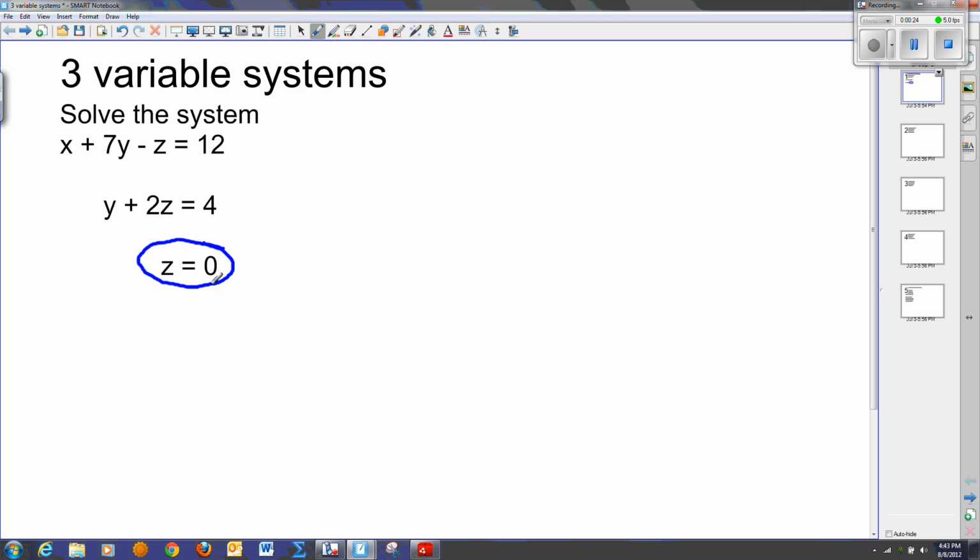So what we're going to do from here is we're going to find x and y based on that z value. And to do that, we're going to use something called back substitution, where we just substitute the known variable back up into each equation. So in the second equation, I have y plus 2z, and z is 0, equals 4. Therefore, y equals 4.